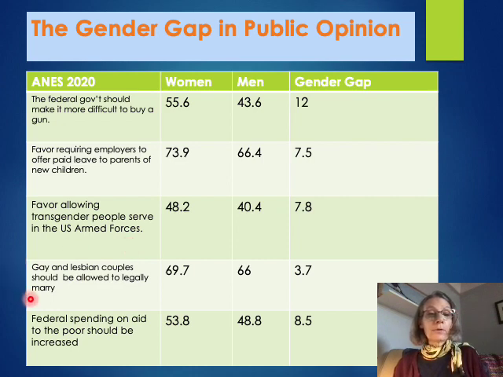Gay and lesbian couples should be allowed to legally marry. Again, very strong support from the American electorate, but more women are likely to say yes, it should be legal than men, but still a lot of support for that. And then federal spending on aid to the poor should be increased. Here, a majority of women say yes, 53.8. Less than a majority of men say yes, 48% say that spending for the poor should be increased. So again, a significant gender gap there.